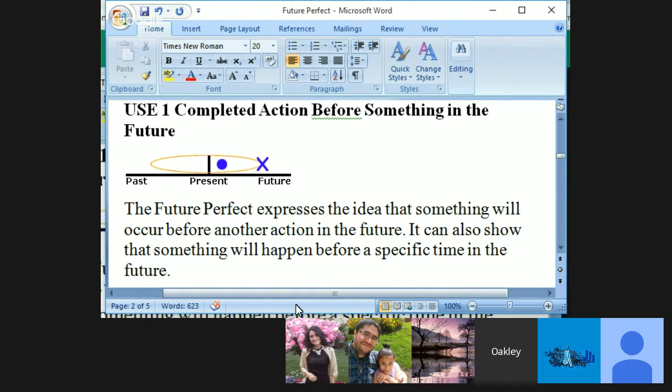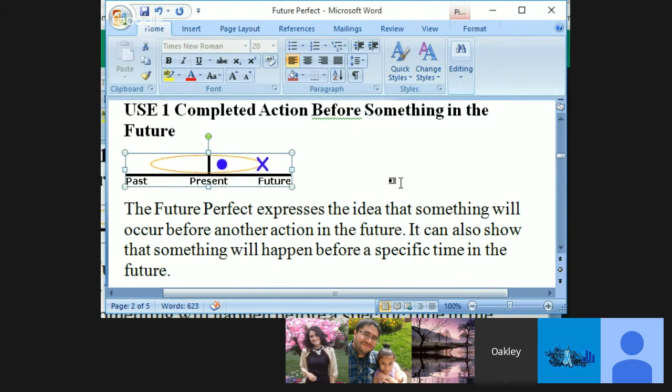Okay, you guys are gonna practice this sentence to illustrate this. So let's look at really the only use of future perfect. It is used to discuss a completed action before another action or another specific time in the future. All right, you're trying to express the idea that something will occur before another action in the future, or perhaps before a specific time in the future.